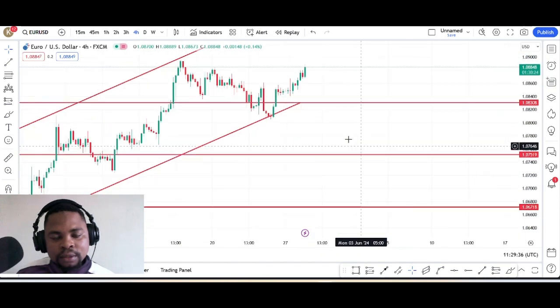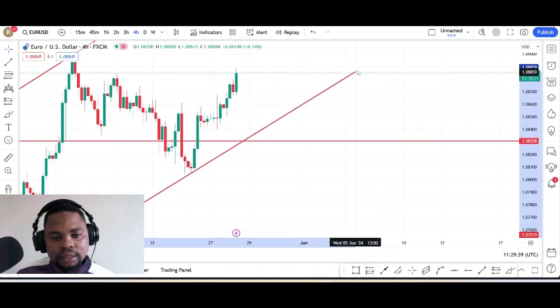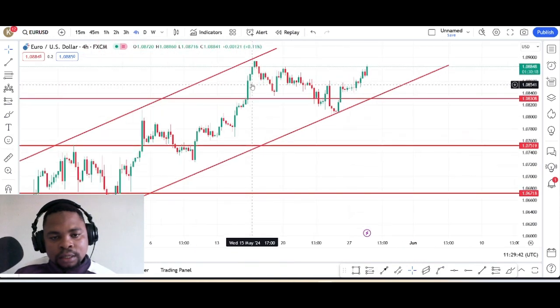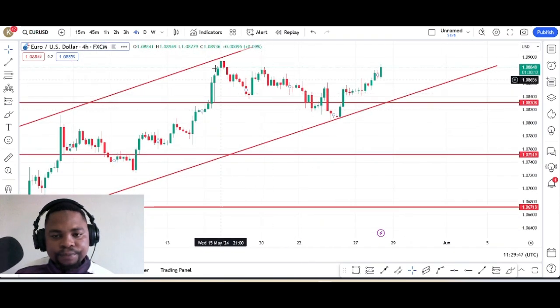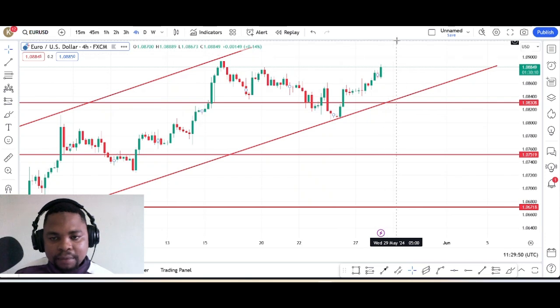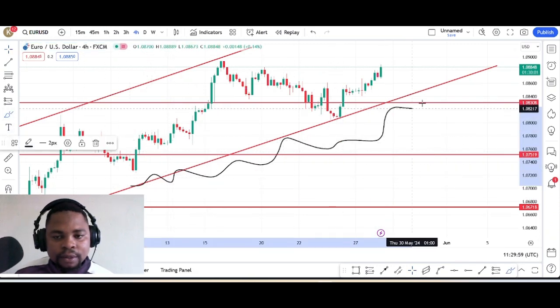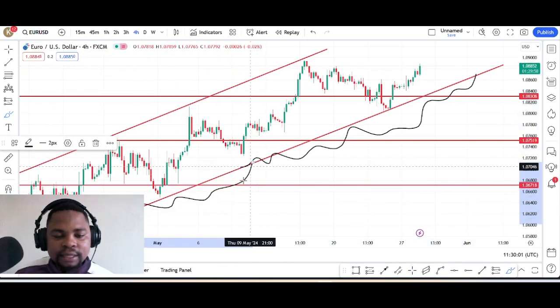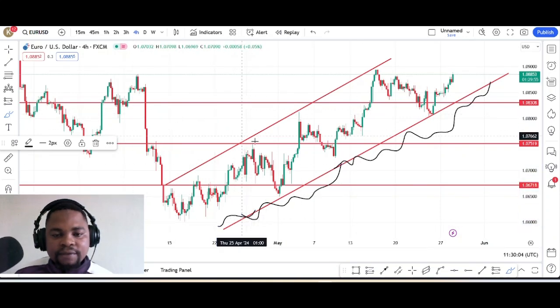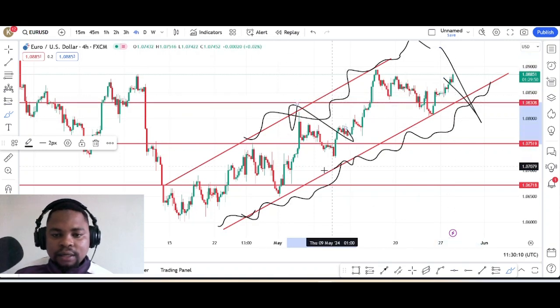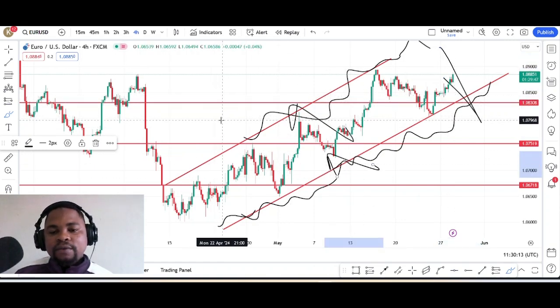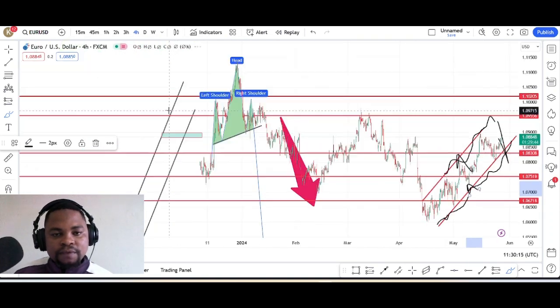So there it is. Let's see. Once it gets there, it will either break above and test and move, or it will come below. But as long as it's still within this line here, we're looking for buys. As long as you have not crossed this, we're gonna be looking for sells. So you sell here, you buy here. Simple and straightforward. So guys, that was this week's video.